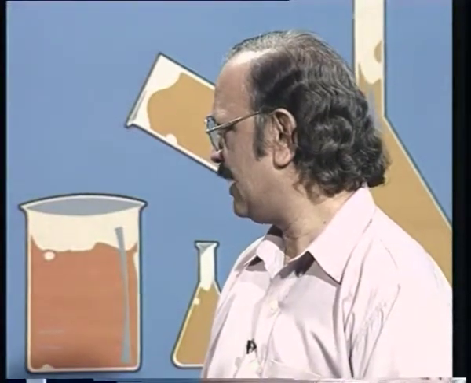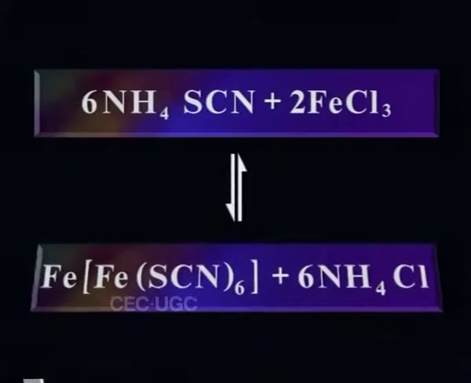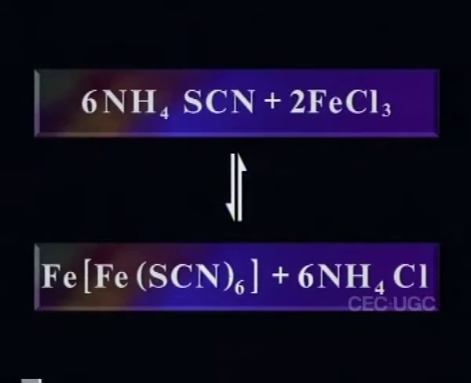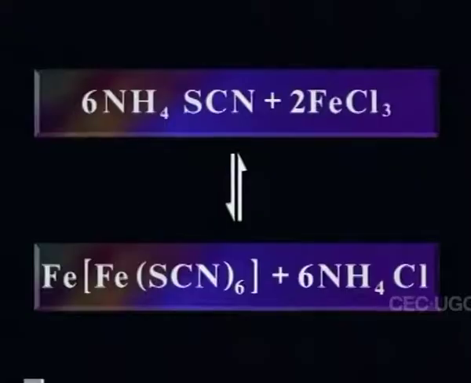The reaction taking place is between ammonium thiocyanate, 6NH4SCN, with ferric chloride, 2FeCl3, which gives the ferric thiocyanate complex, Fe[Fe(SCN)6], the blood red complex which you saw, along with ammonium chloride, that is 6NH4Cl. Now you see that the blood red complex and the ammonium chloride are the two products, and the reactants are ferric chloride and ammonium thiocyanate.